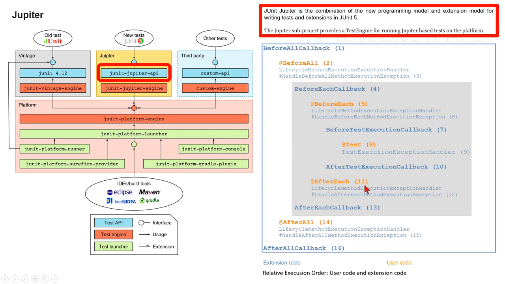Eleven, annotation org.junit.jupiter.api.AfterEach. User code executed after each test is executed. Twelve, interface org.junit.jupiter.api.extension.LifecycleMethodExecutionExceptionHandler#handleAfterEachMethodExecutionException. Extension code for handling exceptions thrown from @AfterEach methods. Thirteen, interface org.junit.jupiter.api.extension.AfterEachCallback. Extension code executed after each test is executed.